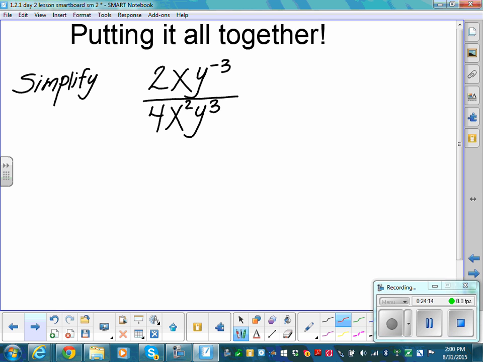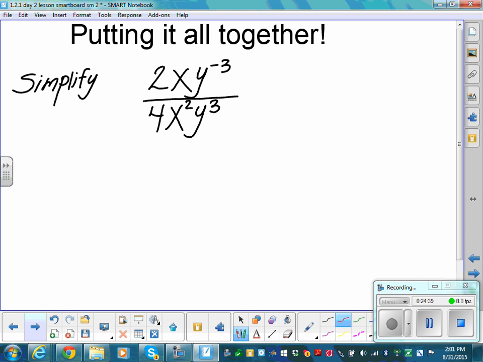So we have on top 2x, y to the negative 3. I'll let you get that down. 2x, y to the negative 3 on top. On bottom, we have 4, x squared, y cubed. Let's go through this piece by piece. It's really not so bad if we go through it piece by piece and simplify.